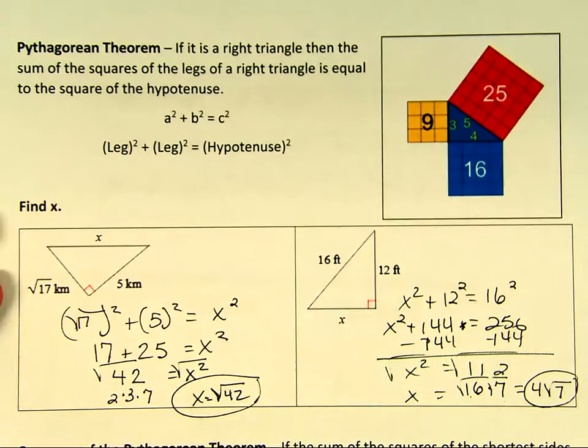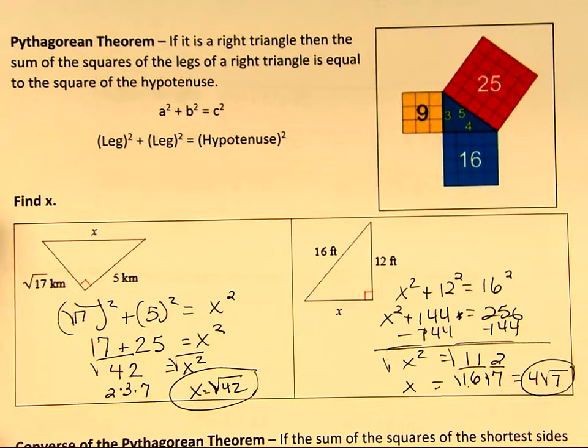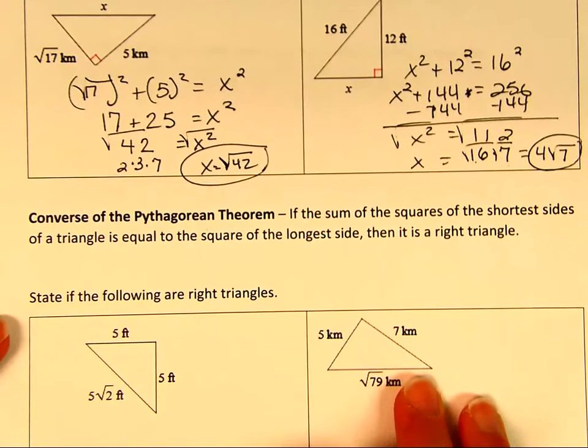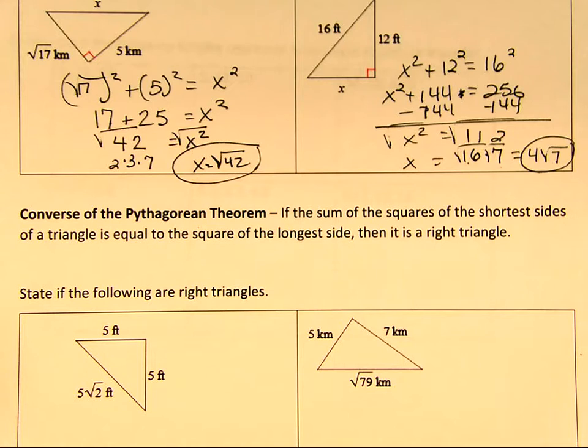So that's the Pythagorean Theorem. That should be a review. However, I did it with square roots because we're kicking it up a notch, but you should have done that, like I said, in 8th grade. Now the converse of the Pythagorean Theorem says that if the sum of the squares of the shortest sides of a triangle is equal to the square of the longest side, then it's a right triangle. So we can also use it to prove that a triangle is right.